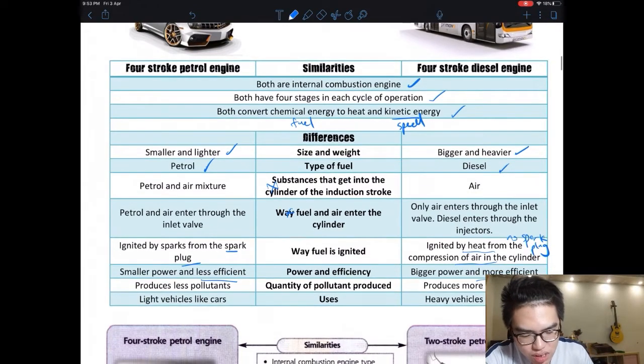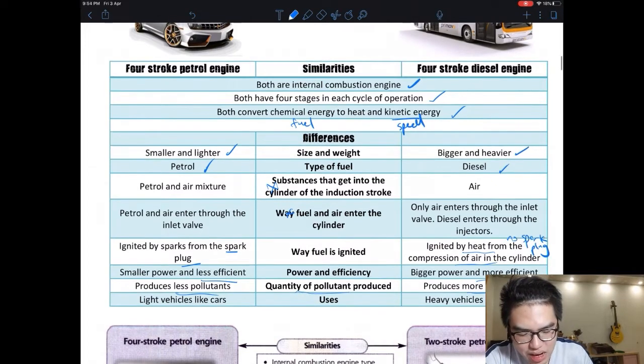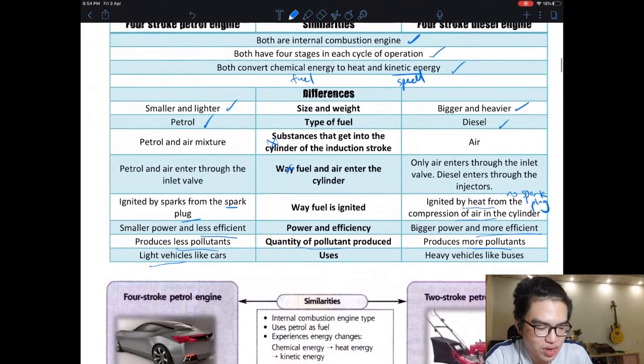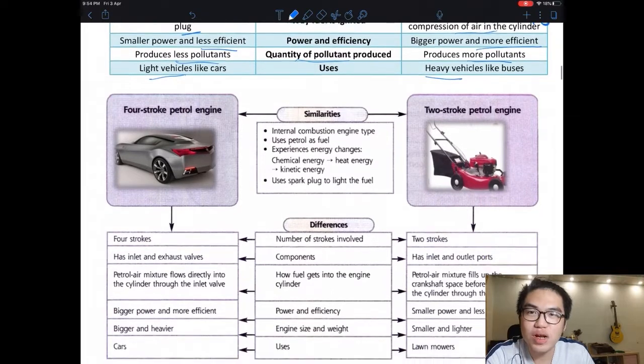Quantity of pollutant produced: the petrol engine is cleaner and produces less pollutant. Diesel is more polluted. That's why when you smell diesel exhaust, it's a bit sour. Users: this is for light vehicles, this is for heavy vehicles. Very simple. And then two-stroke and four-stroke, what are the differences?